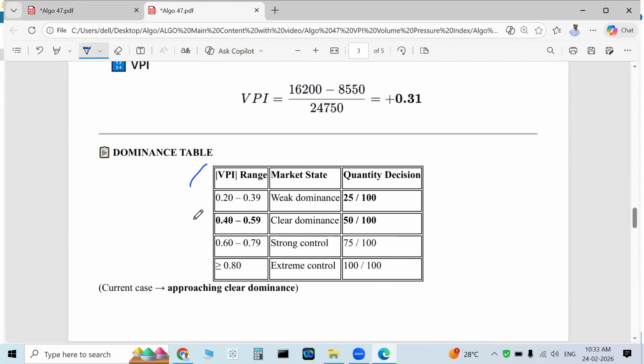So here we kept the table like this: 0.20 up to 0.39 we consider a weak dominance, and we are going to trade only a fourth of the total quantity we want to trade. Similarly, the clear dominance, the strong dominance, the extreme clear dominance.